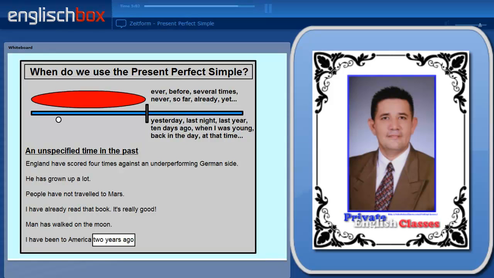So we would not say I have been to America 2 years ago. We would say I went to America 2 years ago. However, if someone only wants to know if we have been to America once or twice or 3 times in our life, then when we went last time is not important. So I would say, I have been to America.